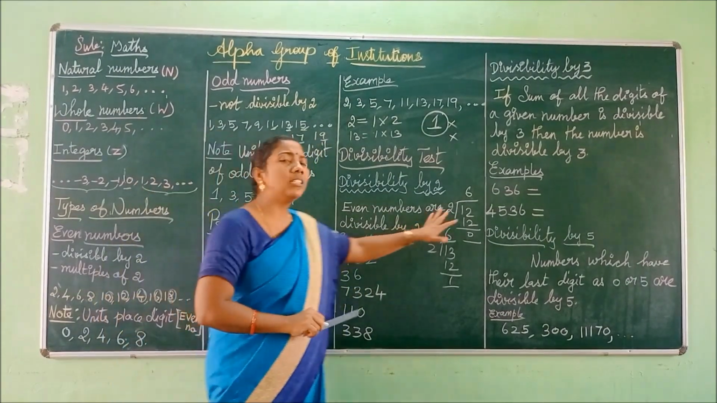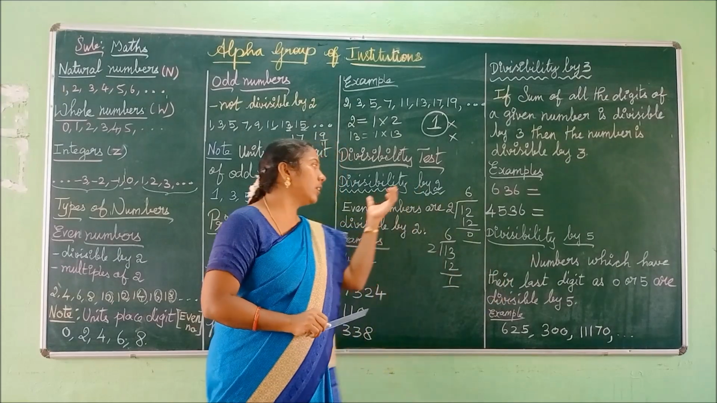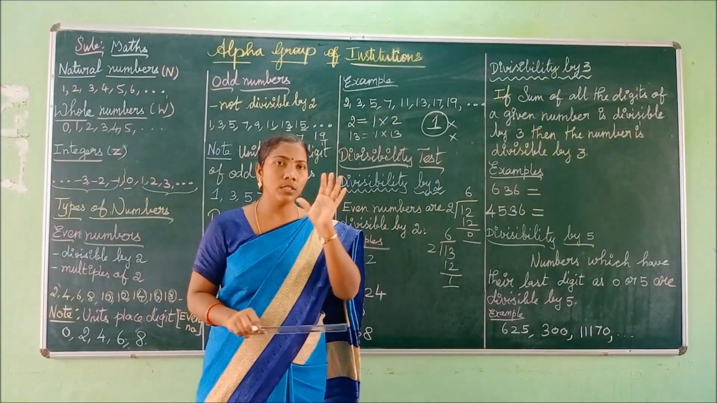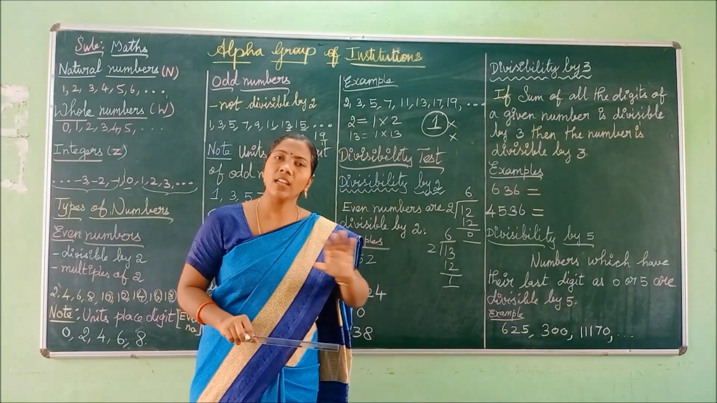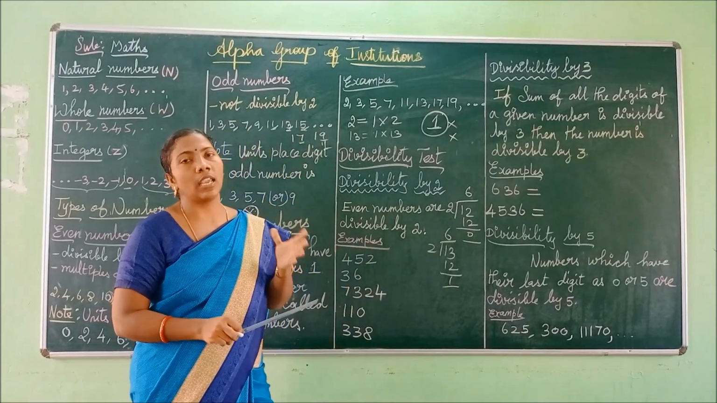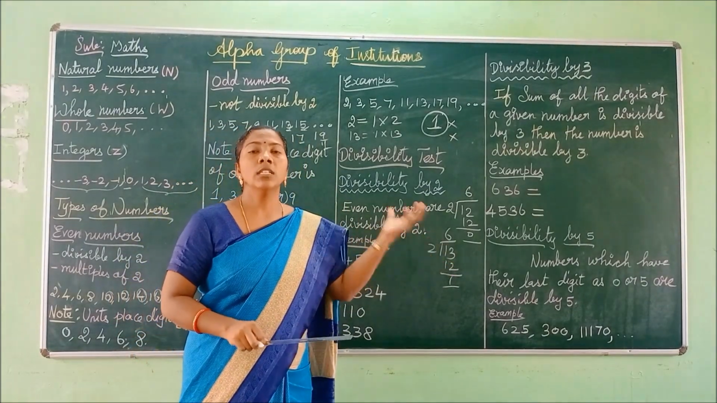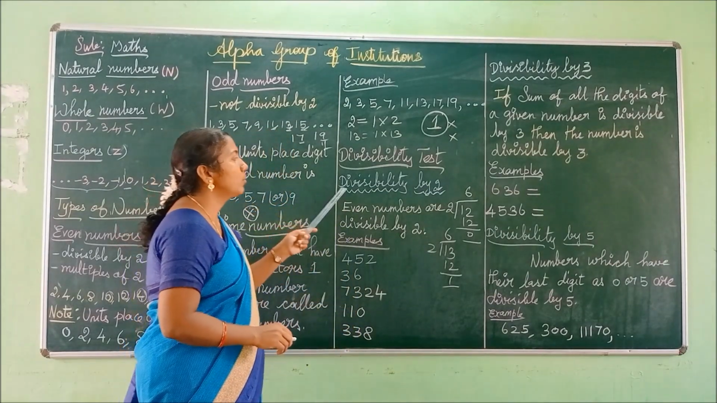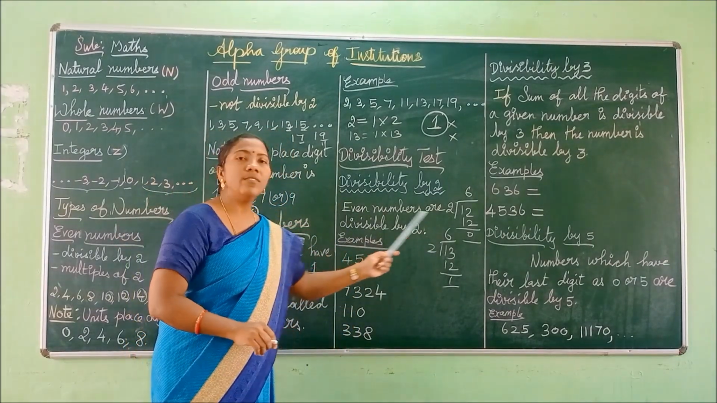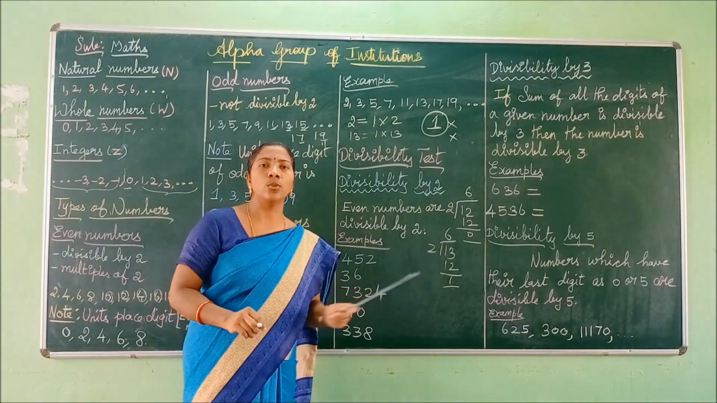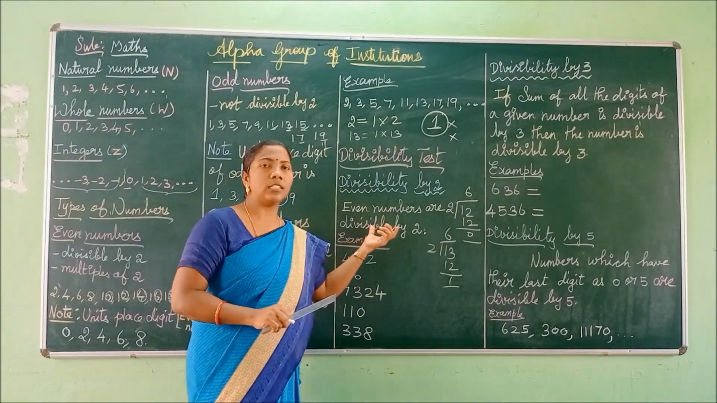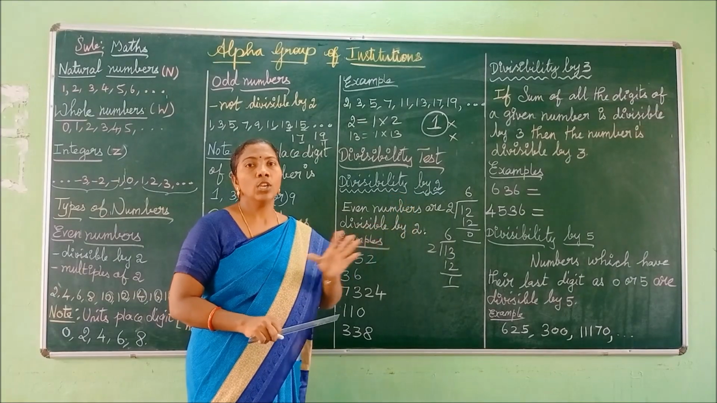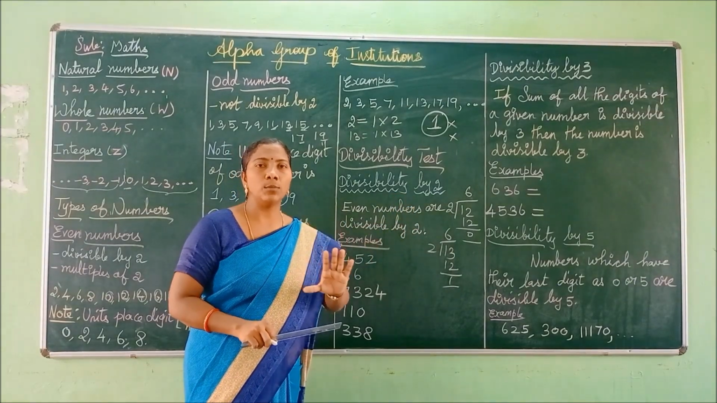Now, without using actual division, we have the divisibility test. That is, by observing the given numbers without doing any calculation, we are going to say this number is divisible by 2, this is not divisible by 2. What is the divisibility test of 2 saying? All the even numbers are divisible by 2. So this is the main concept of the divisibility test of 2.